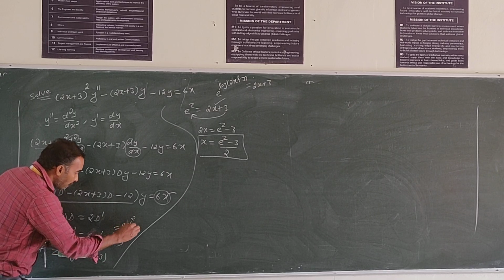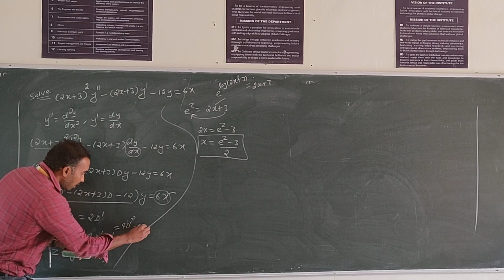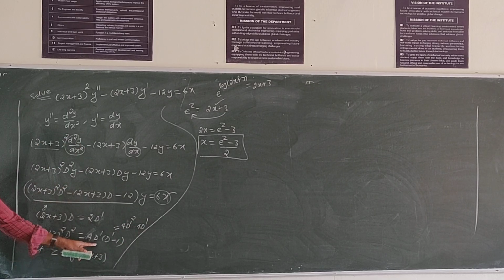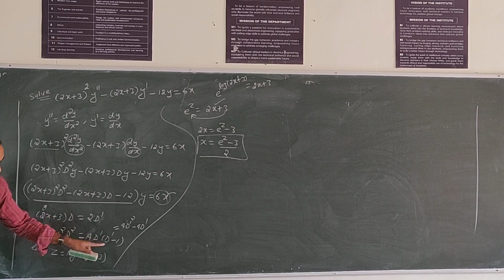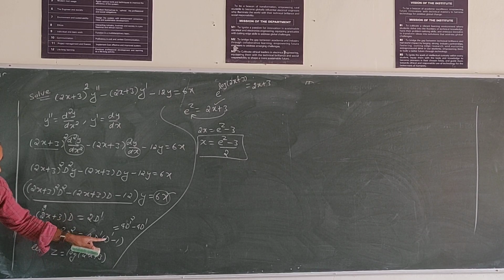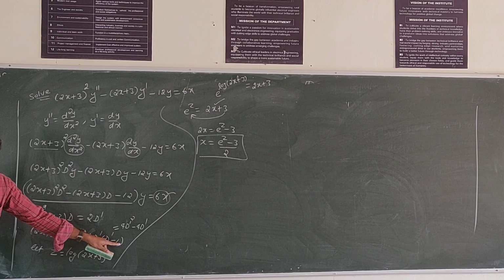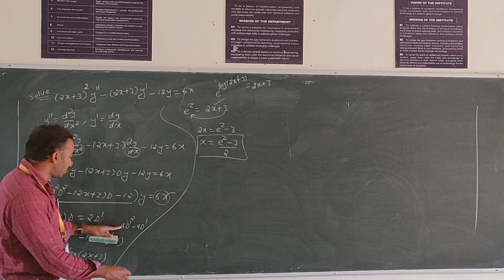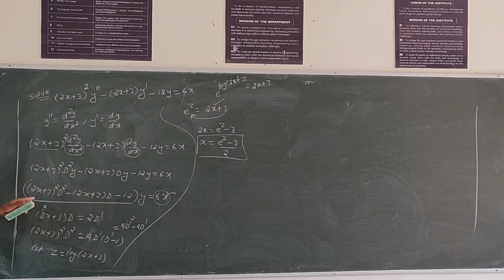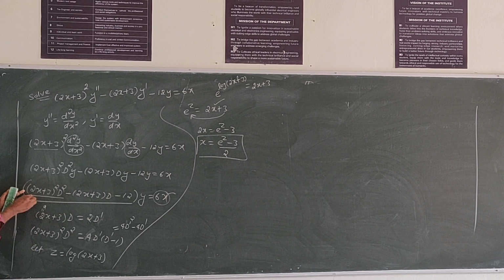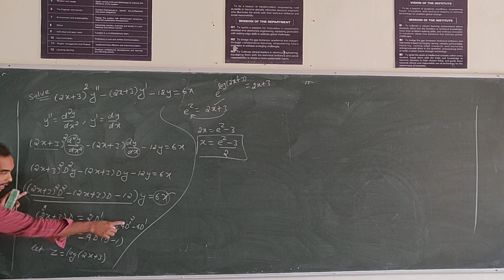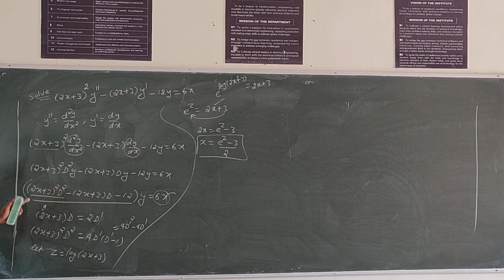4 d dash squared minus 4 d dash. Multiply 4 d dash inside the bracket, so we will get 4 d dash square minus 4 d dash. So apply the values. Next, instead of which one? This one we can write 4 d dash square minus 4 d dash.